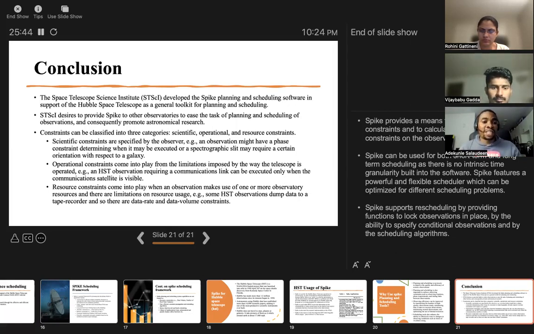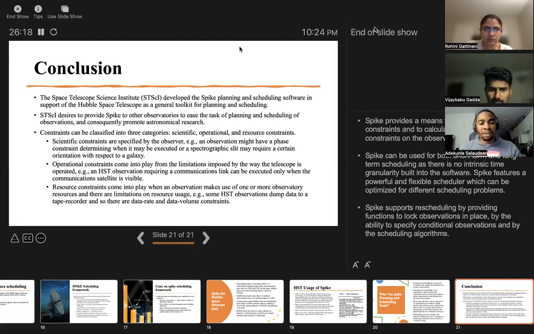Scientific constraints are specified by the observer. For example, an observation might have a phase constraint determining when it may be executed, or a spectrographic slit may require a certain orientation with respect to a galaxy. Then the operational constraints come into play from the limitations imposed by the way the telescope is operated. For example, an HST observation requiring a communication link can be executed only when the communication satellite is visible.